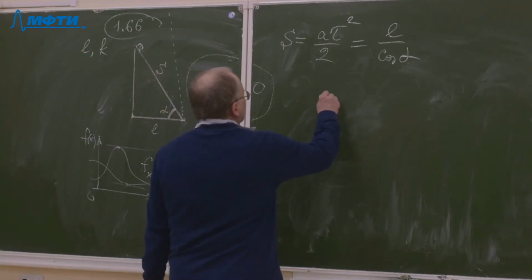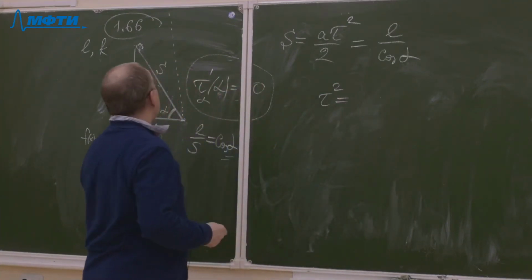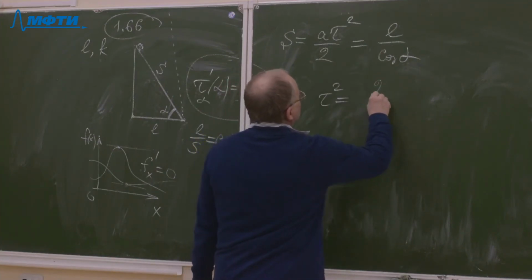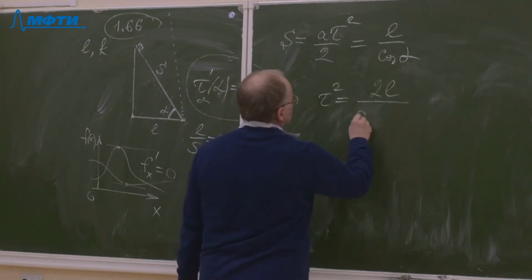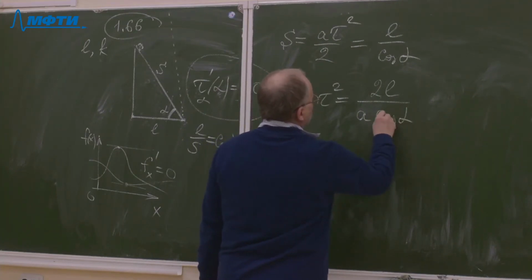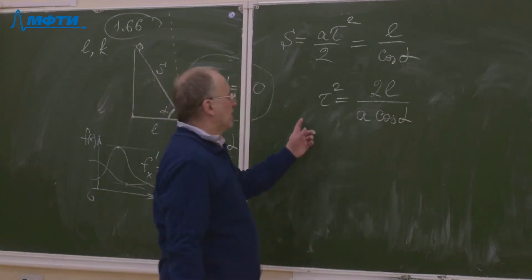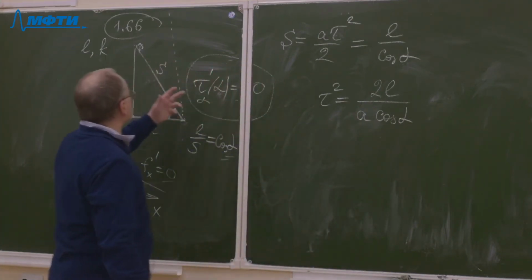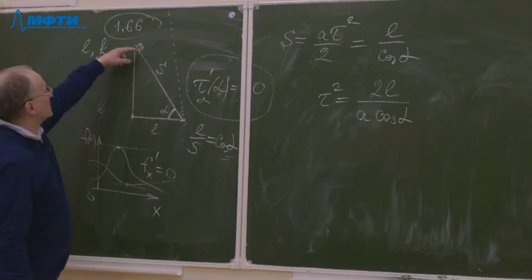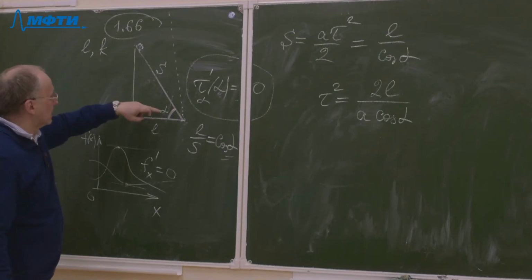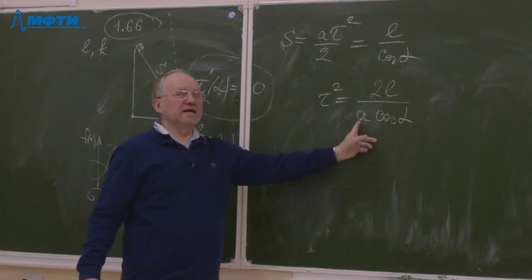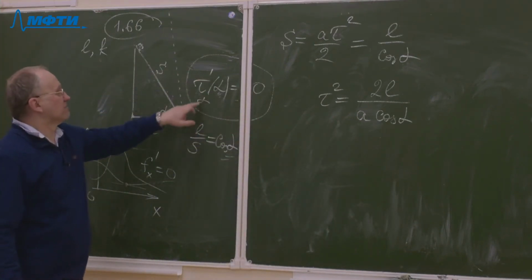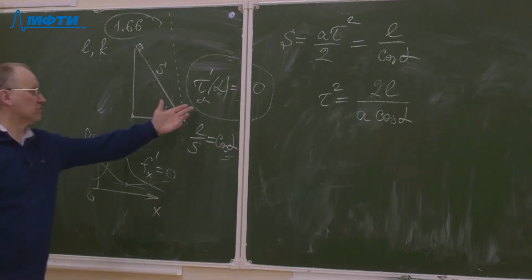Okay, now tau squared, the sliding time squared, is from here 2L divided by the acceleration of the body times cosine alpha. Now everything is clear in this formula except for acceleration. Acceleration is not yet found, and we understand that the acceleration of this body must depend on alpha. So acceleration a is also a function of alpha, and we have to determine it in order to take the derivative finally. That is our goal.